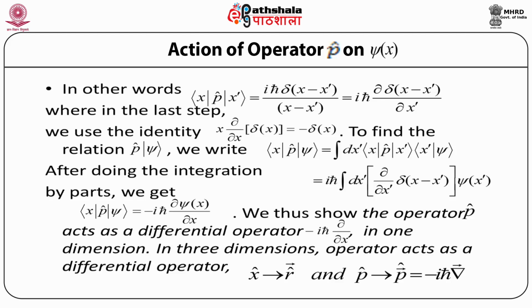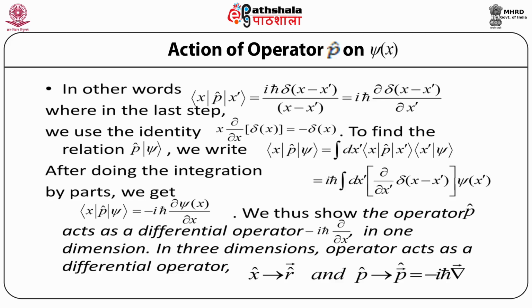However, if you see in the above equation where we have used this identity, the negative sign is not occurring. The reason for that is that in the above equation we have used the partial differentiation of δ(x − x′) with respect to x′ and not x, and that's why the negative sign does not occur.